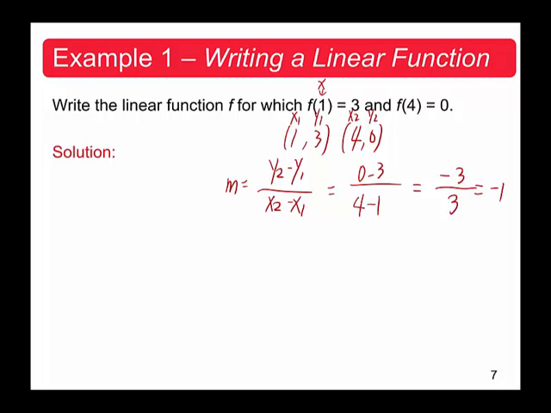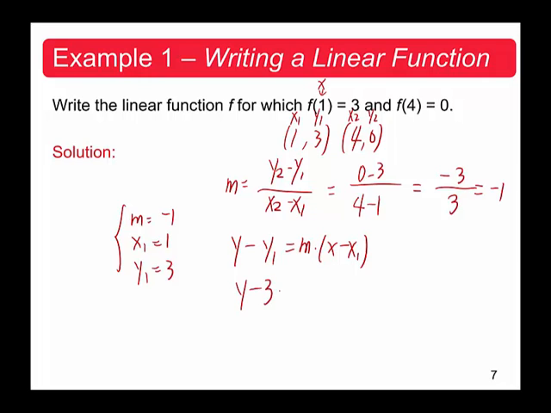Now we know the slope, we just have to find the y-intercept. So you can use the point-slope formula or you can use the slope-intercept formula. Here I'm using the point-slope formula since we know x1, y1. So point-slope formula is y minus y1 equals slope times x minus x1. Three things we know: slope is -1, x1 is 1, y1 is 3. I'm going to plug into the equation, so y minus 3 equals slope, which is -1, times x minus 1. I will distribute it.